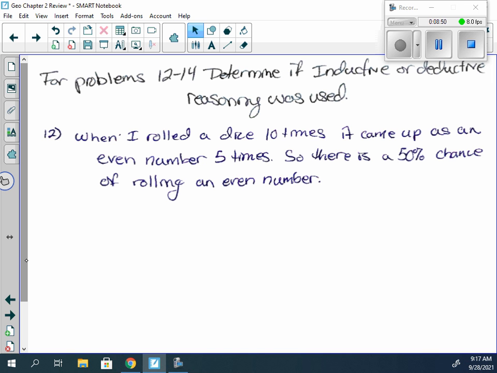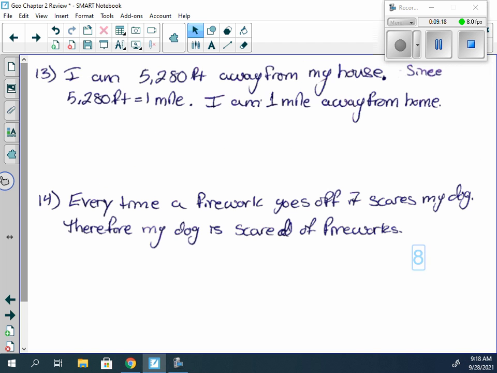So number 12: when I roll a dice 10 times, it came up as an even number 5 times, so there's a 50% chance of rolling an even number. Would this be inductive or deductive? It would be inductive because we are actually observing the dice roll. We rolled it 10 times, 5 of them were an even number. So this would be inductive because it's based off of a pattern we're observing.